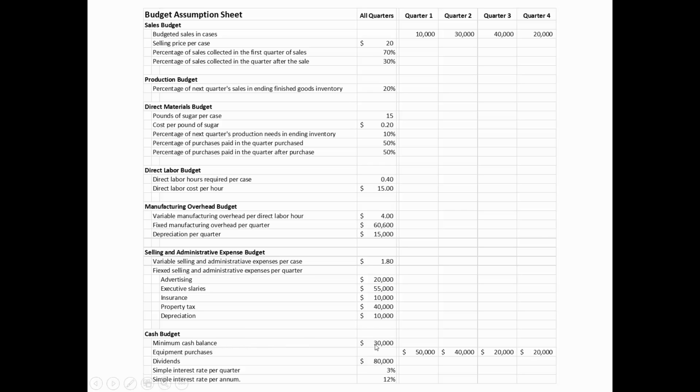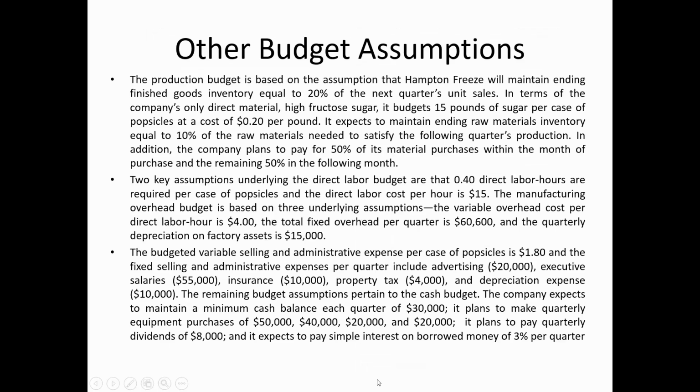The minimum cash balance the company wants to have on hand is $30,000. They're going to make equipment purchases in quarter 1, quarter 2, quarter 3, and quarter 4 of these respective amounts. They're expecting to pay $80,000 in dividends every quarter. We'll look at this when we come back, and maybe $20,000 per quarter. We'll look at that when we get to that point. And then the simple interest per quarter is 3%, but actually you're going to apply it at 12% per annum. Other budget assumptions. Let me give you a chance to read these.